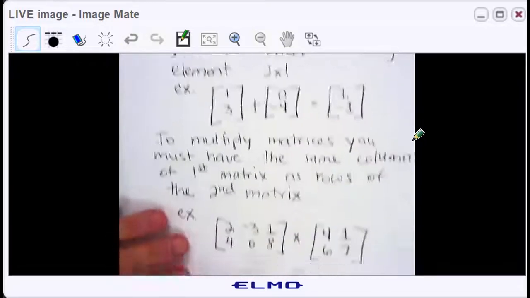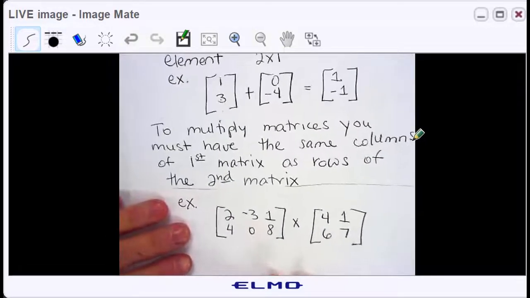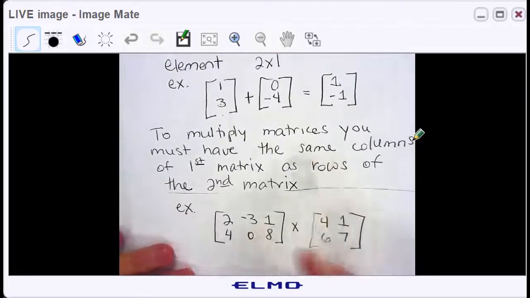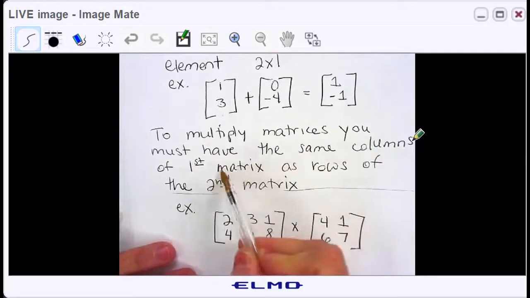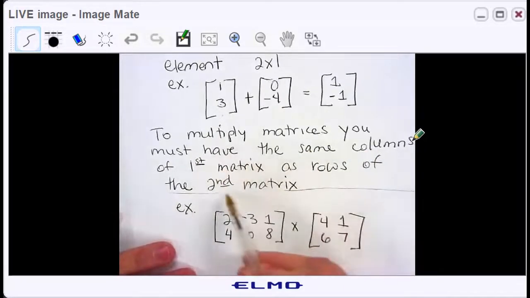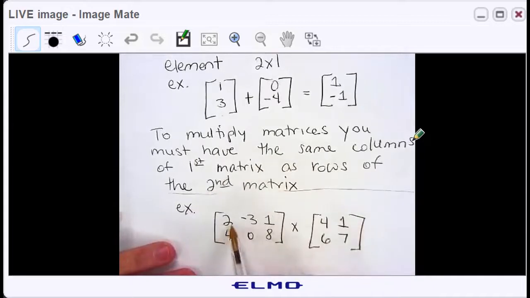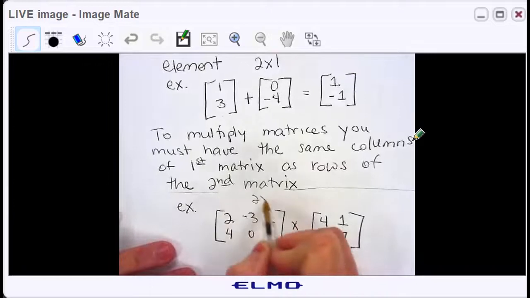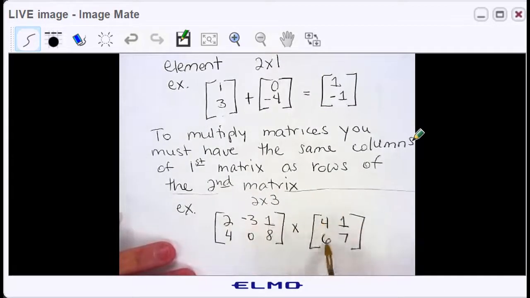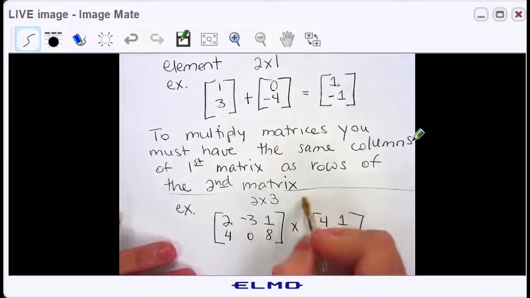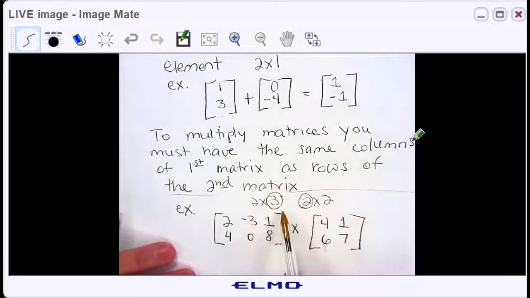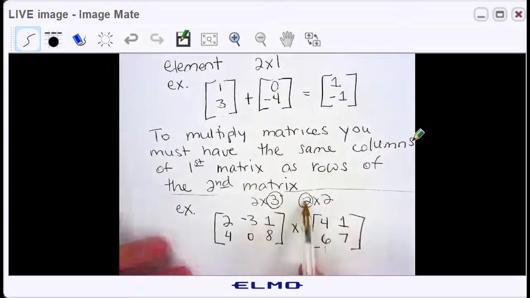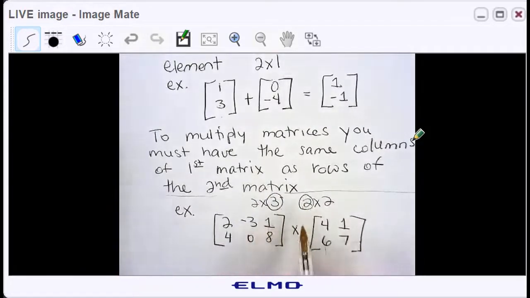When you're multiplying, the process is a little different. You do have to have some things that match, but it's not necessarily the dimensions. We're looking at the columns of the first matrix, and they have to be the same as the rows of the second. So if you look at my first matrix, it has 2 rows and 3 columns. And this one has 2 rows and 2 columns. So these are the numbers that are important to match. But this one has a 3, this one's a 2. So that's not going to work out for matrix multiplication.